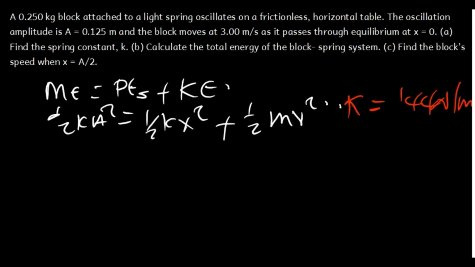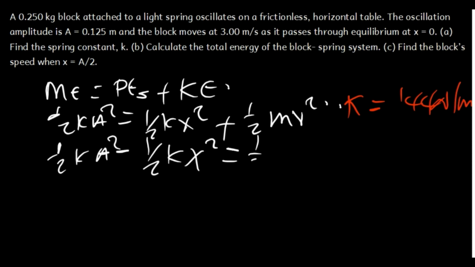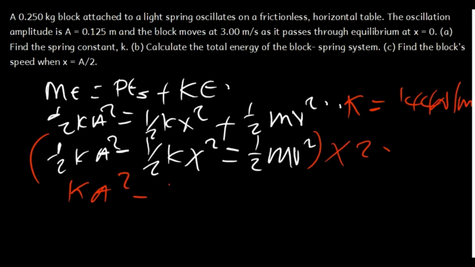Now we are trying to find the speed. So if we're trying to find the speed, we can shift this to the other side, which is going to be half KA squared minus half Kx squared equal to half mv squared. Our goal is to find the v, so I can do times 2 everywhere so that I get rid of half. So this is going to be KA squared minus Kx squared equal to mv squared.